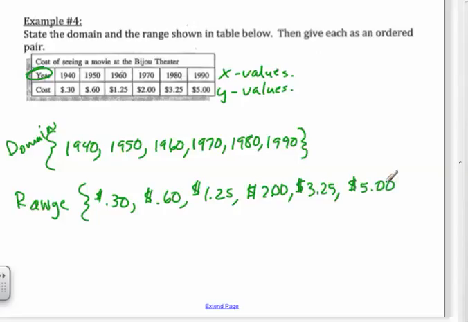How much is it going up? It's going up about twice every 10 years, I mean, about 200% every 10 years. 30 times 2 gives us 60. 60 times 2 gives us 120, or $1.20. This wasn't much of a change between $1.25 and $2. You would expect $2.50, and then $2 to $3.25, you'd expect $4. So it looks like the price is going up less than it was in the earlier part, and then $3.25 up to $5 every 10 years.